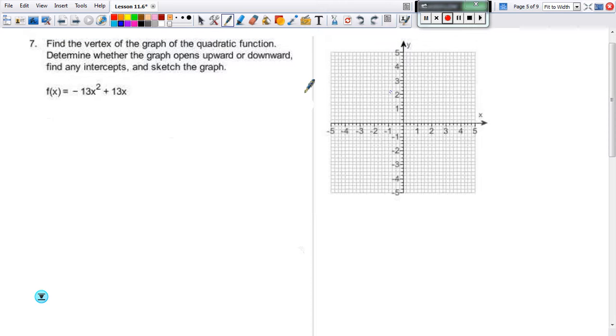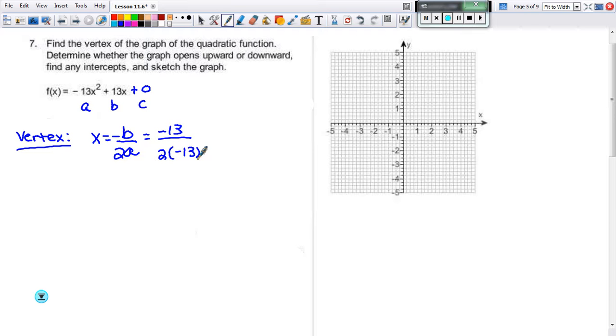Okay, on this one, you notice there's no constant, so you have to put a +0 at the end. So you've got your A, your B, and your C. Okay, so the vertex x equals the opposite of b over 2a. So the opposite of positive 13 is negative 13 over 2 times negative 13. That's negative 13 divided by negative 26. That equals a positive 1/2. But in order to graph this, I'd prefer it as a decimal, so I'm just going to call it 0.5.